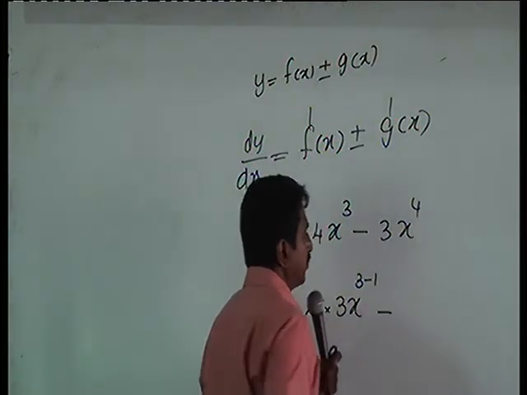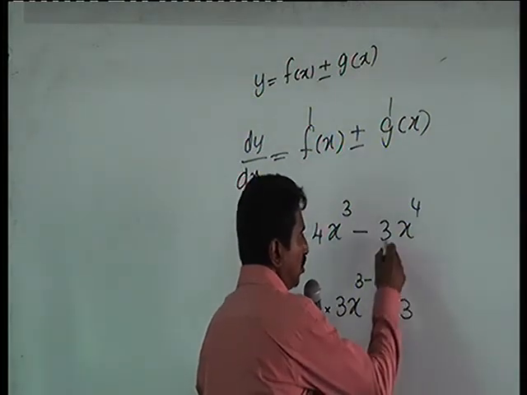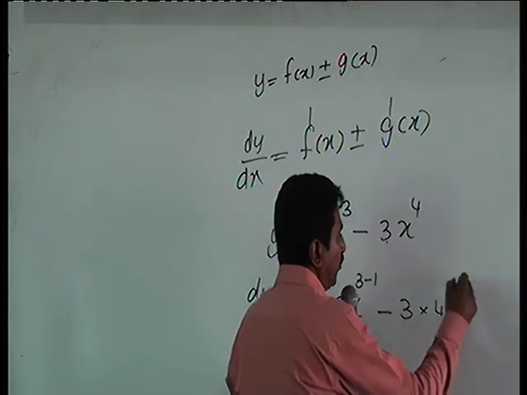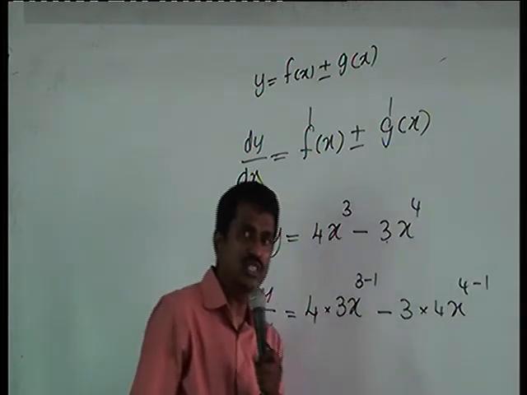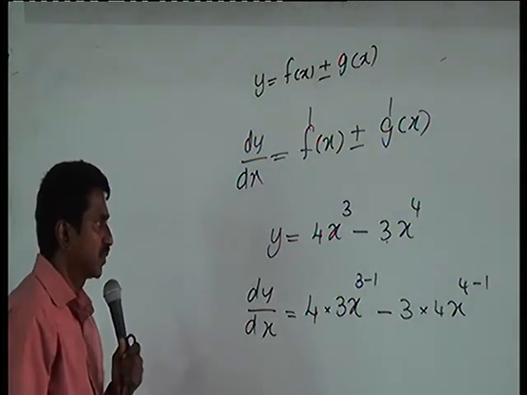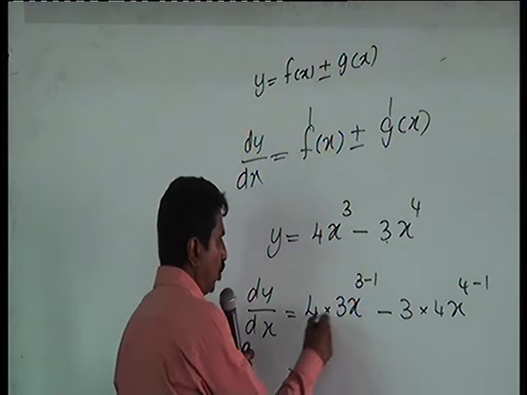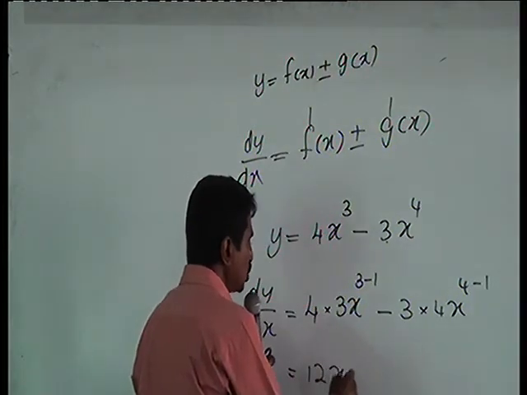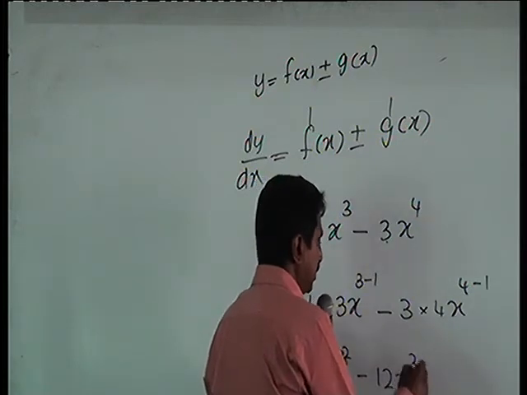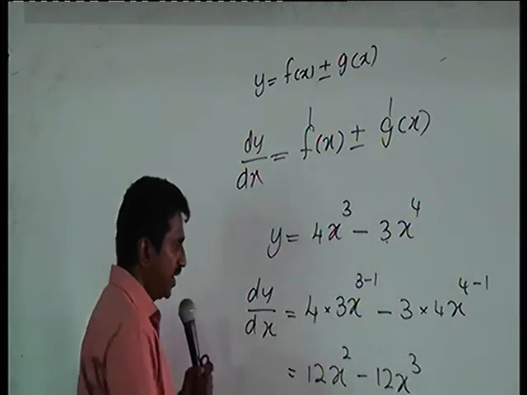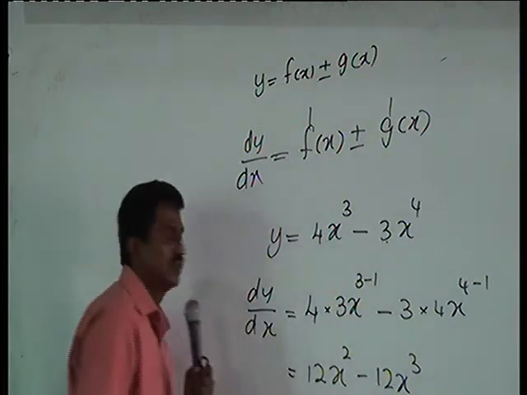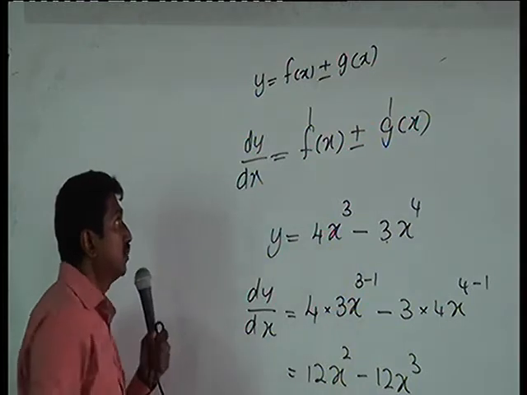Minus, 3 is a coefficient, you write it 3 into 4x to the power 4 minus 1. So you can simplify this. 4 into 3, 12x to the power 2, minus 3 into 4, 12x to the power 3. 12x to the power 2 minus 12x to the power 3. That is the answer.